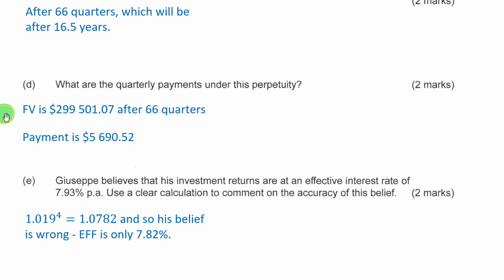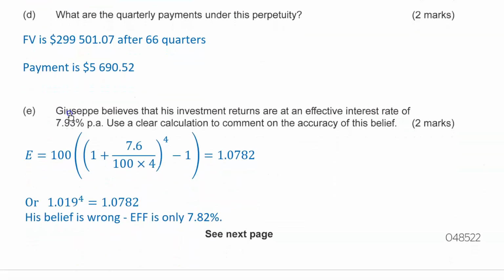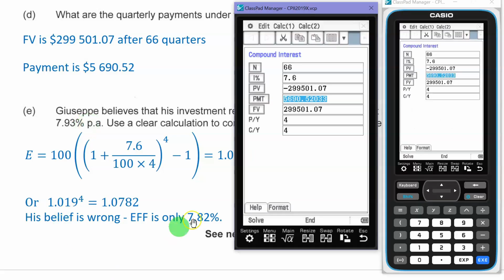But I think we'd probably say that the future value is this, so therefore to maintain that amount, we need to withdraw this amount. Right, and on to the last part of the question. We've got to use a clear calculation to decide whether the effective interest rate is 7.93% or not. So I'll grab my calculator now.